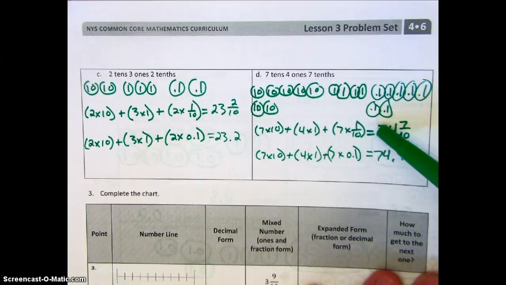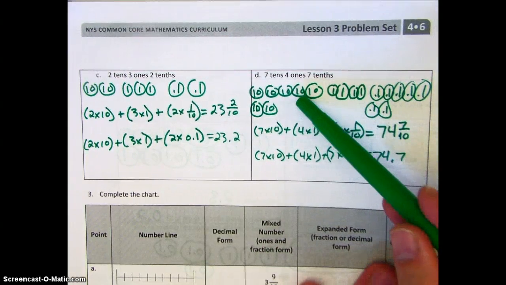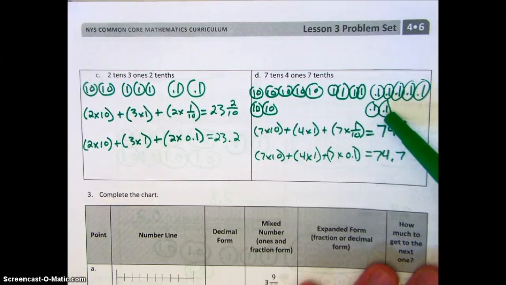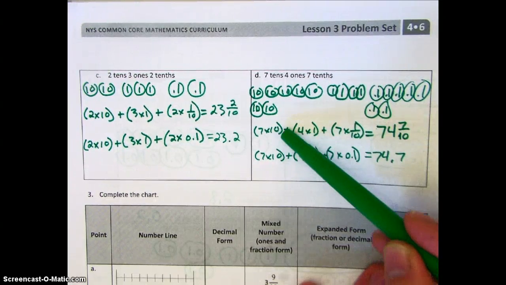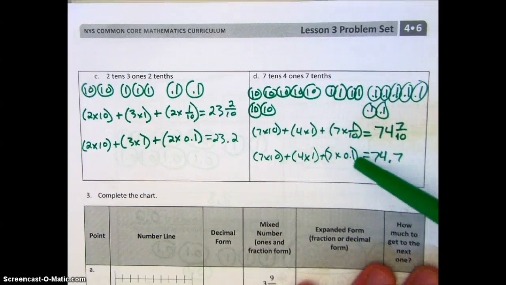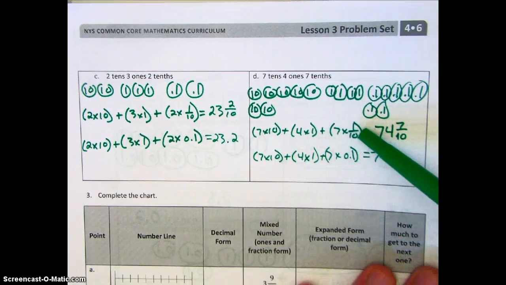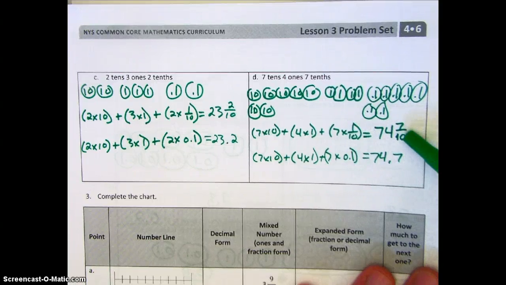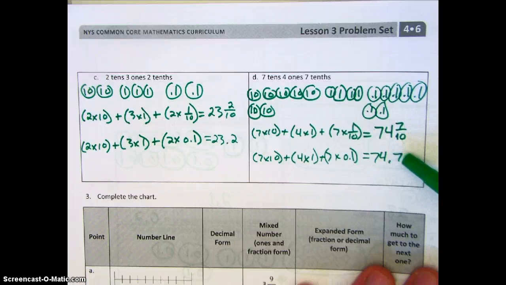Coming over to letter D, we have 7 tens, 4 ones, and 7 tenths. So again, as expanded form, the tens and the ones stay the same. And then coming over to our tenths, we just change it from a fraction to a decimal. So we get 74 and 7 tenths as a fraction, and then 74 and 7 tenths as a decimal.